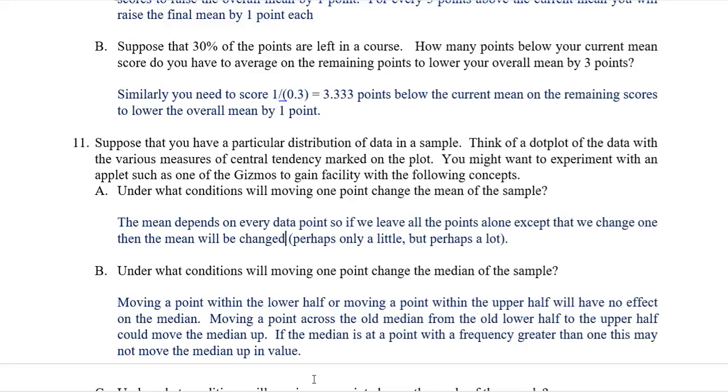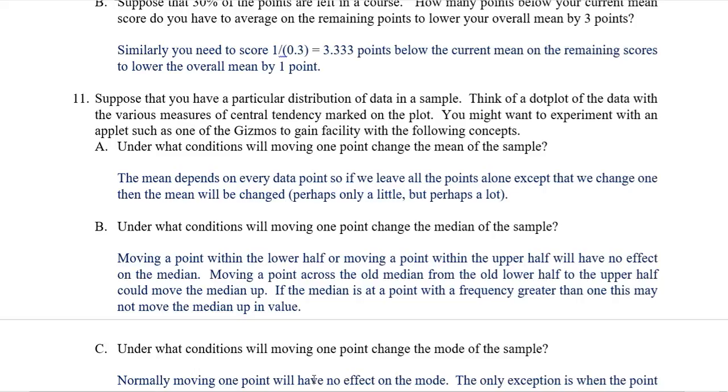And similarly, if you move it from the old upper half to the old lower half, this may move it down. Okay. However, if the median is at a point where the frequency was greater than 1, even this may not move the median up or down.